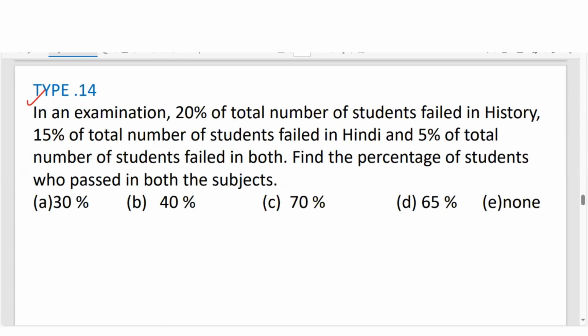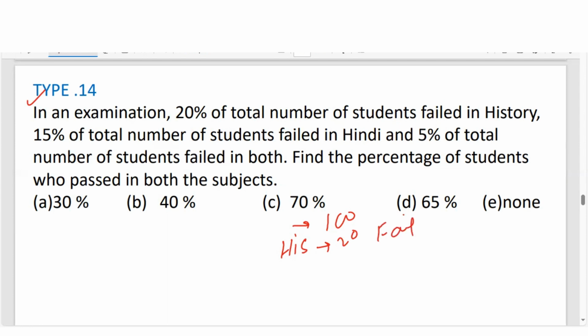You can solve this question by the basic concept. Suppose the total number of students is 100. Total number of students 100. 20% of the total students failed in History. So in History, how much fail? In History, 20% failed. That means 20 fail in History.